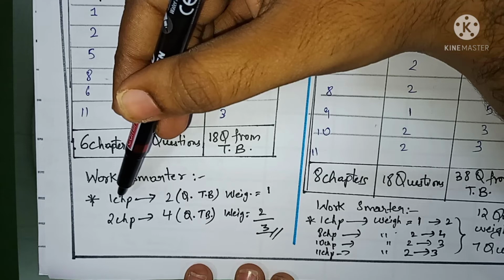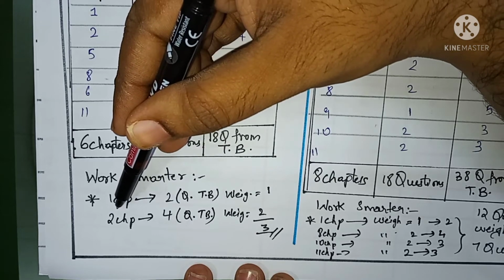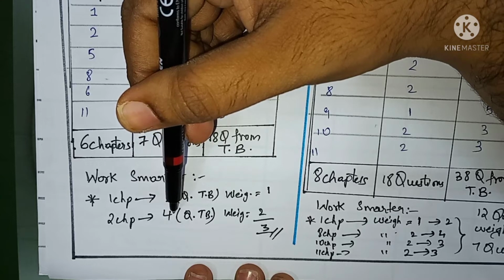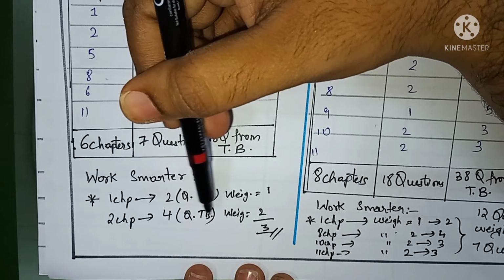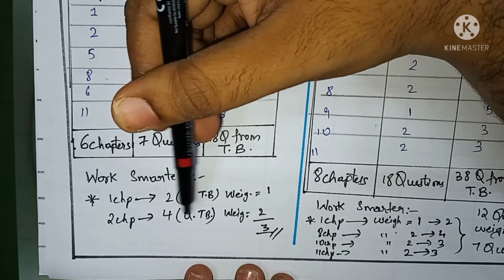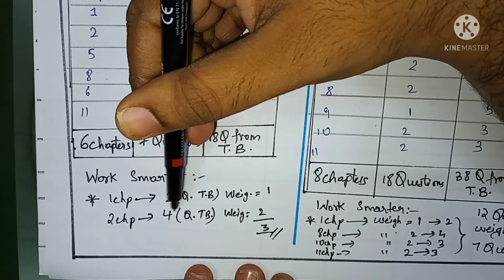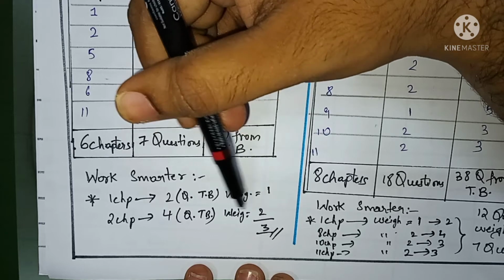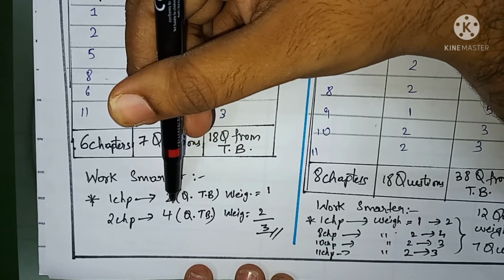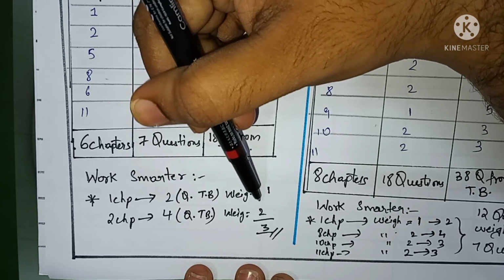Then next, the very easy chapter is the second chapter. In the second chapter you have four questions, and the weightage is two questions. Two questions will come in the examination. So you have to read four questions, and you can easily write the two questions. So overall 4 plus 2 is equal to 6. If you read these six questions, you will be able to write these three questions.